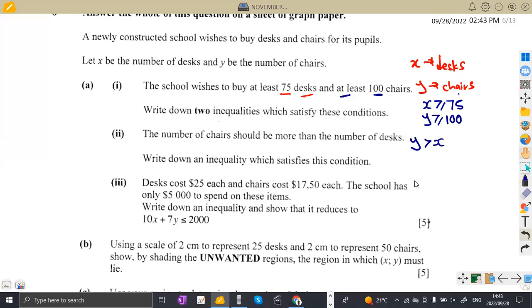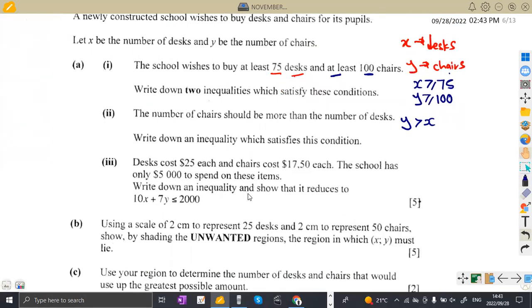Then we move on to the other part. A desk costs $25 each. A chair costs $17.50 each. The school has only $5,000 to spend on these items. So take note here. This is the only amount that we have to spend, which is 5,000. So there is no way we can use anything greater than this amount. We can use an amount up to 5,000 or less than that amount.